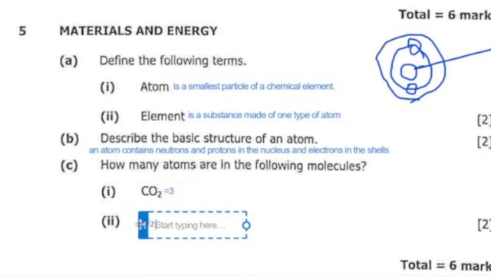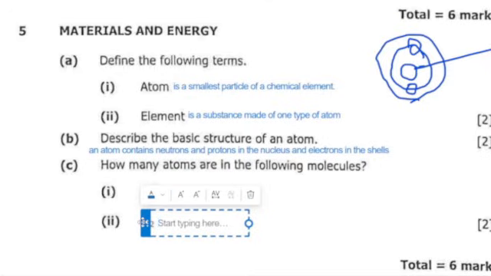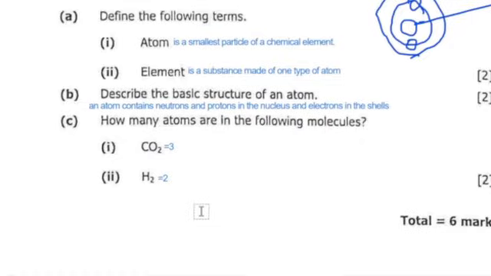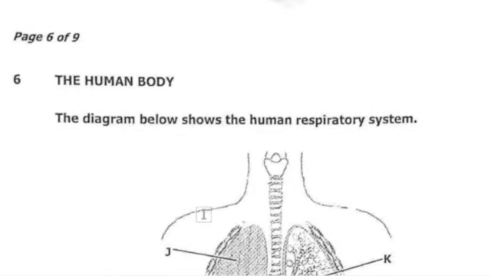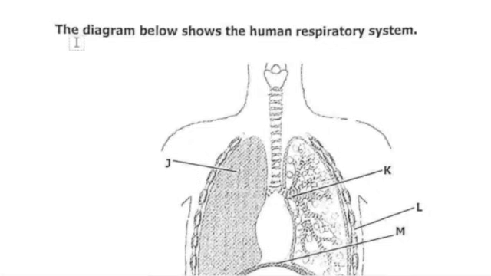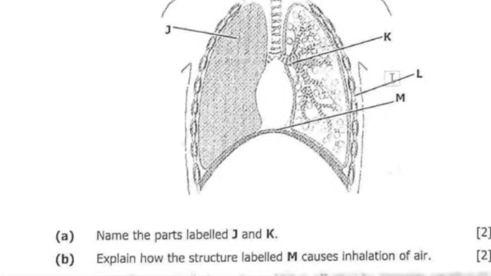There is, let me just put the equal sign, there are 2 atoms of hydrogen. Okay, there are 2 atoms of hydrogen. We go to question number 6. Okay, question number 6 is coming from the topic of human body. So the question is, the diagram below shows the human respiratory system. So we have got that.